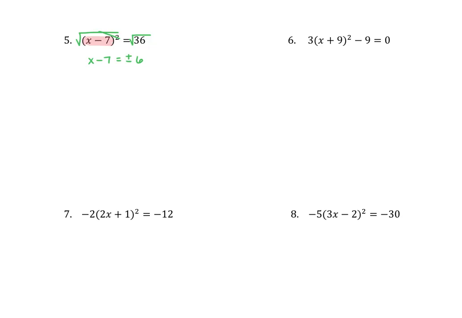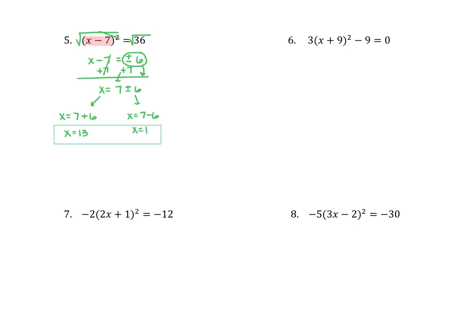From here, I'm going to add 7 to the other side. Now, this is really important. Whenever I write this, I'm going to put that positive 7 in the front and the plus or minus 6 in the back. The plus or minus sign goes with the 6, not the 7. So then I'm going to split it into 2. I'm going to do 1 with 7 plus 6, and I'm going to do 1 with 7 minus 6. 7 plus 6 gives me 13. 7 minus 6 gives me 1.